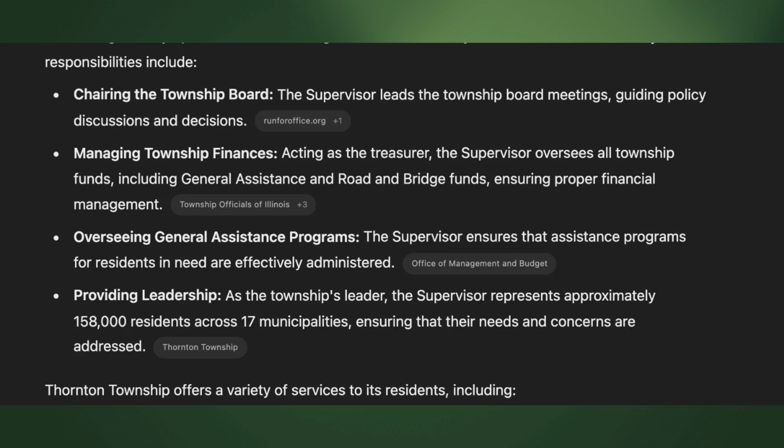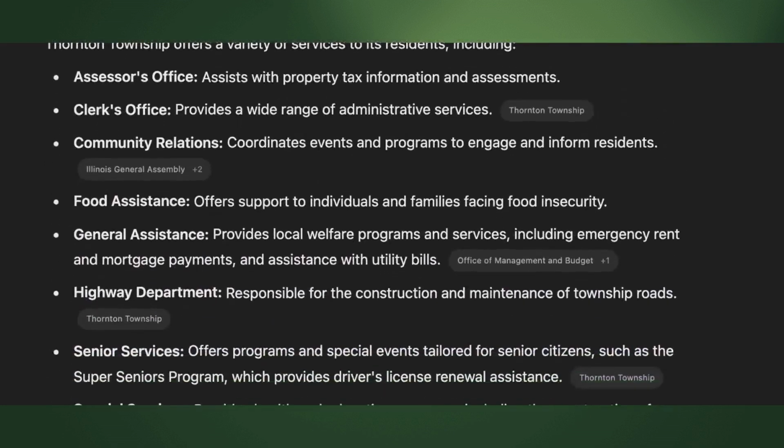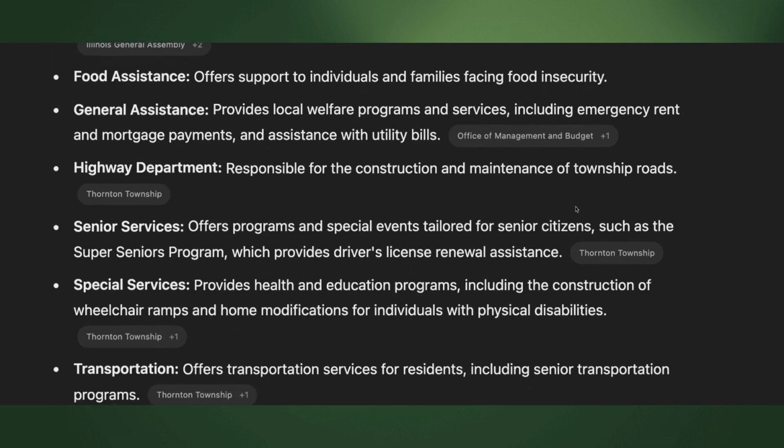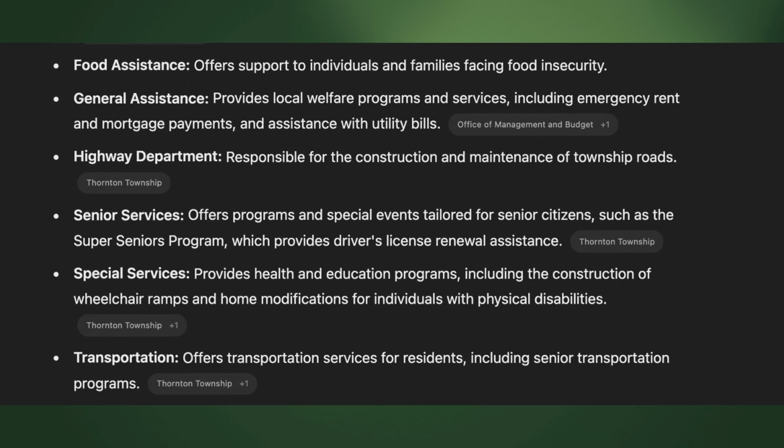Now, if you want to talk about maybe right here with the transportation, wherever that was, senior transportation, but I don't know about... here it is, Highway Department responsible for construction and maintenance of township roads. Wait, there was one about transportation. Am I going crazy?